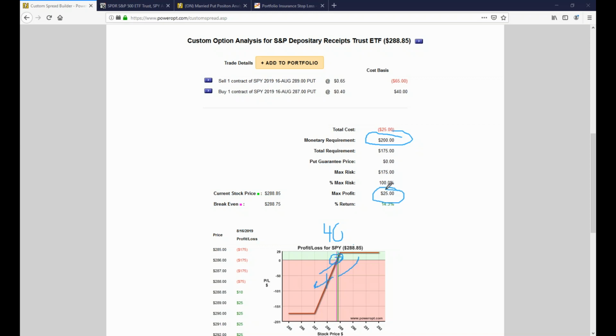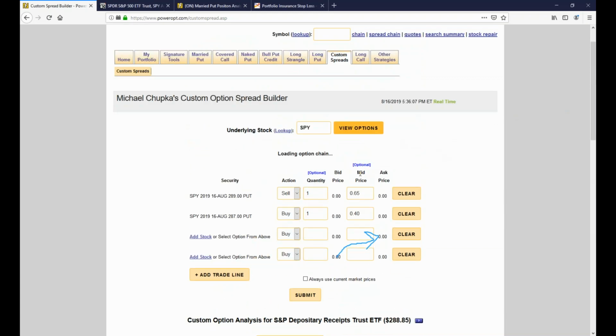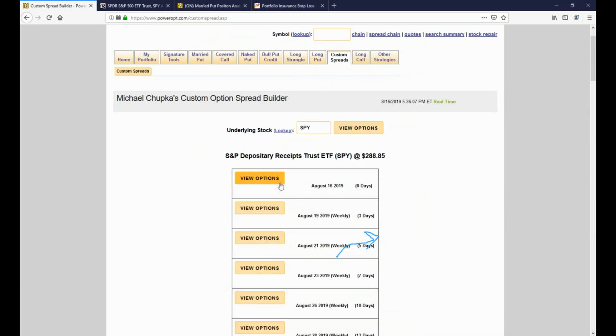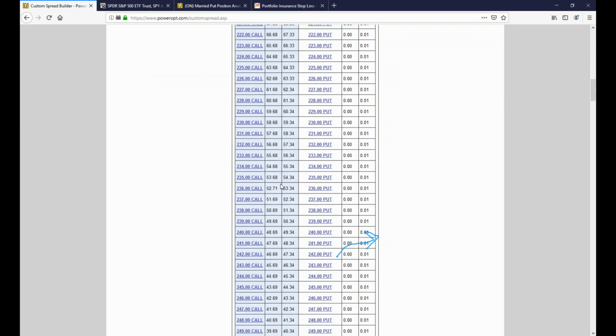I took in this 25 cents, but naturally with the stock at 288.85, it's going to cost me 20 cents or so to buy this put back, excuse me. So I'd still make 5 cents. But I think this is going to recover and move back up as long as no one says X or Y. So what am I going to do? I might roll this down and out. How would I go about doing that? Well, I already mentioned that I'd probably close this option for about 20 cents.